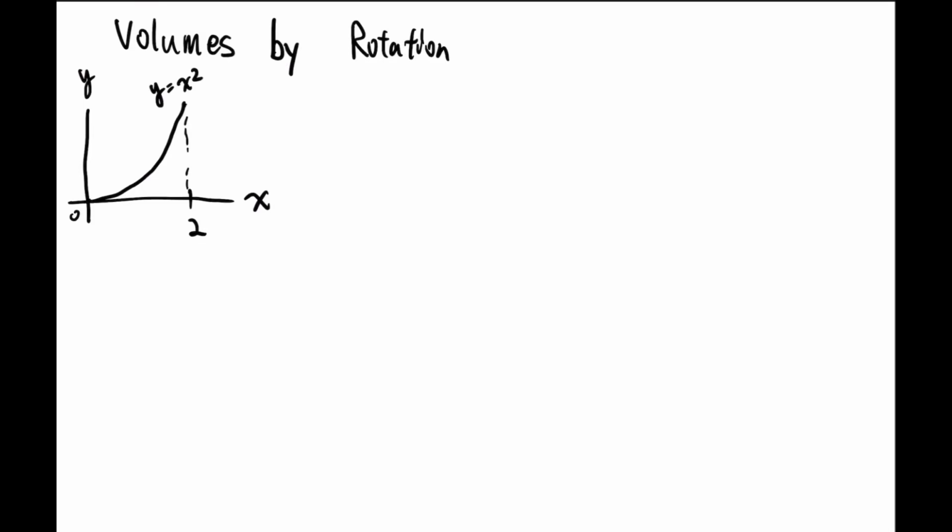Today we'll be covering volumes by rotation part 1. And today we'll be covering the disk and washer method. So the end goal of this video is to figure out why the formula for volume, the integral from bound 1 to bound 2 of pi r squared of x dx, works to find the volume generated by rotation.